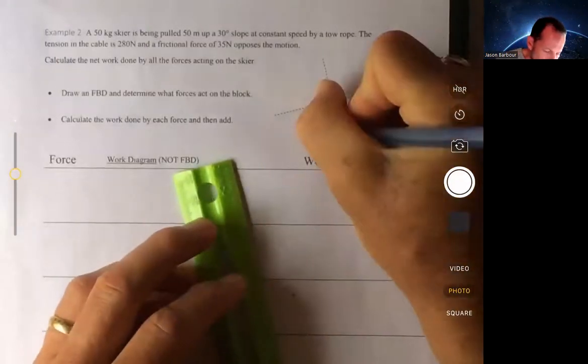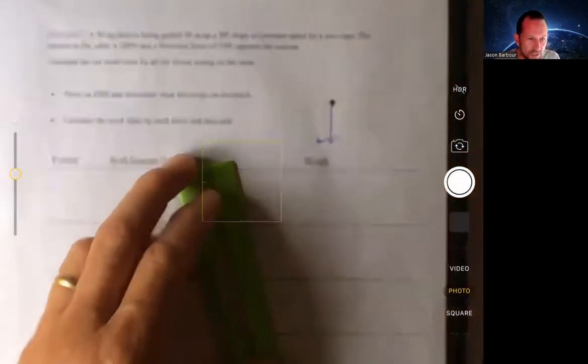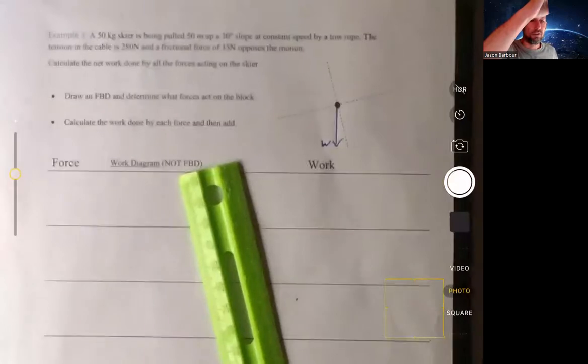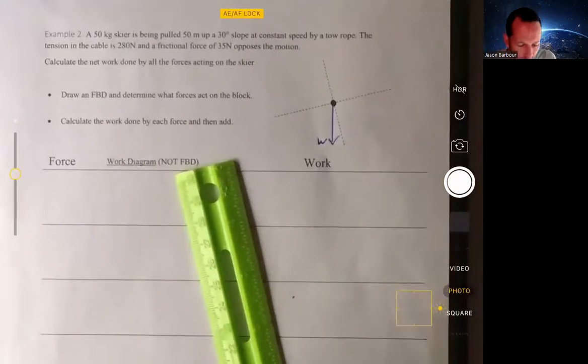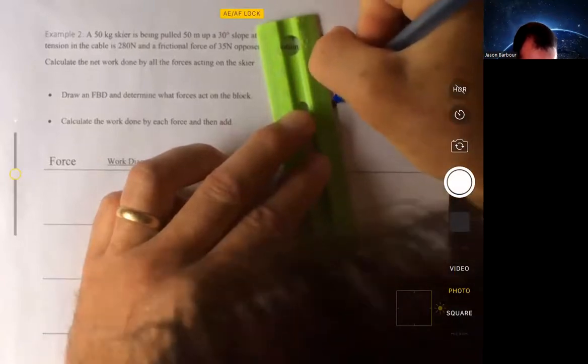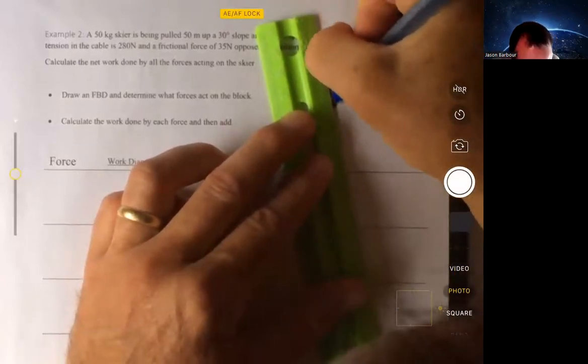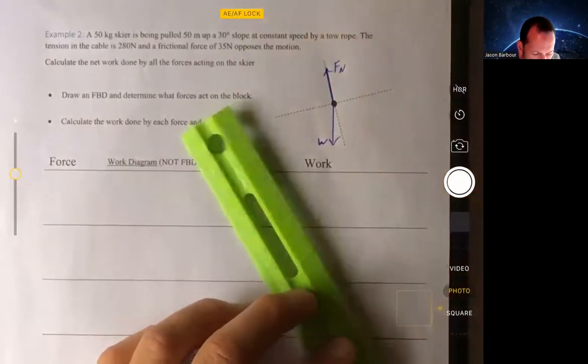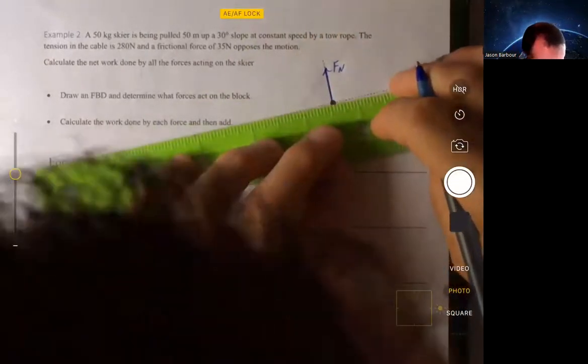And we can label it as lowercase w or mg or f sub g. Any of those are fine. Just pick one. Stick to it for this problem. What's the skier touching? They're touching the slope, which is creating a normal force. And the slope is also causing friction.